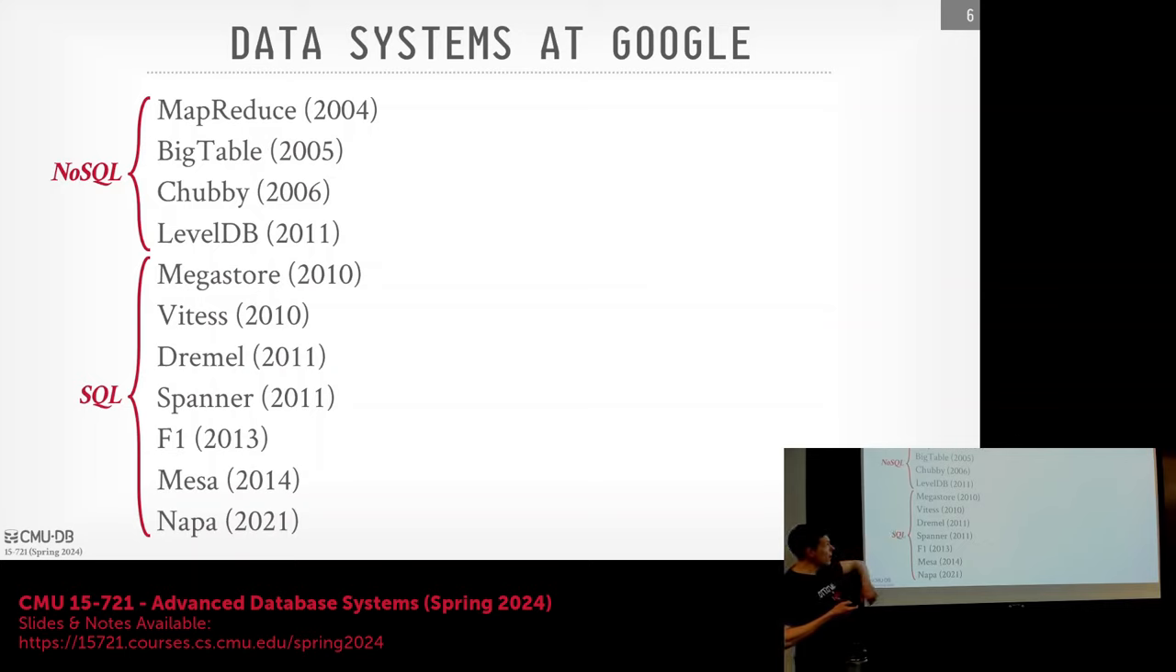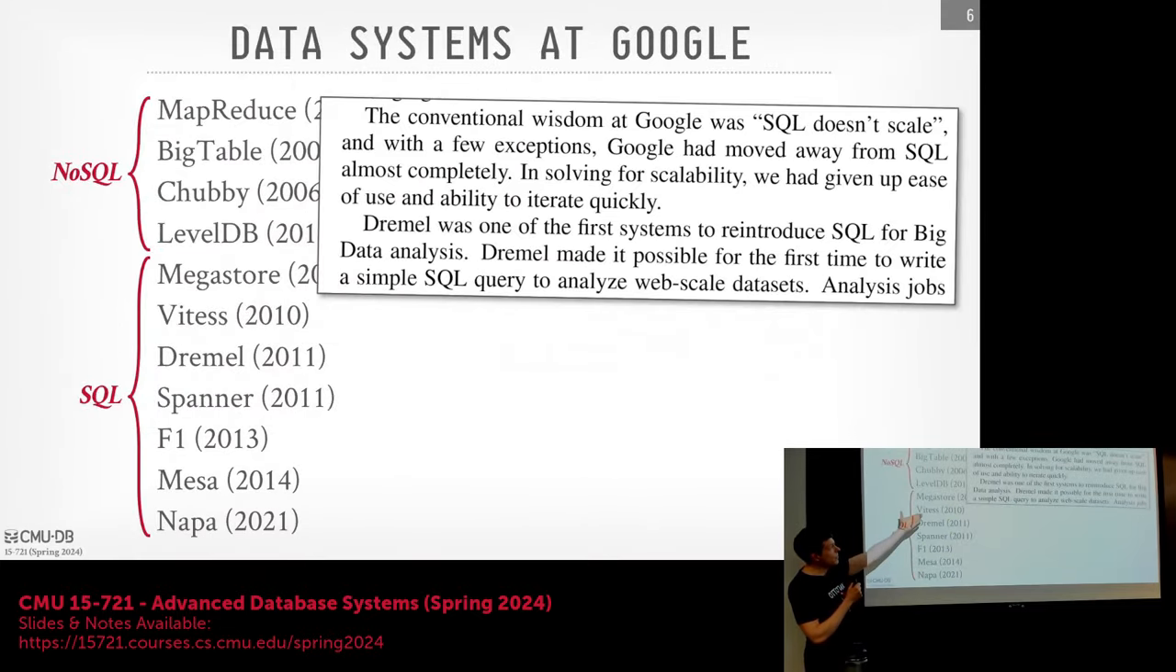And then there's all these other systems in the late 2000s, early 2010s, and going forward, where Google realized, oh, SQL is actually a good idea, and then started building systems around this. Again, in the paper you guys read, there's this paragraph right here that talks about how the conventional wisdom at Google was SQL didn't scale, right? And then everyone else sort of followed along this bandwagon and was designing systems based on some of these early ideas. Mongo is probably one of the biggest ones, right? Where people were again saying, we don't want to use SQL. SQL doesn't scale. We don't want to do joins.